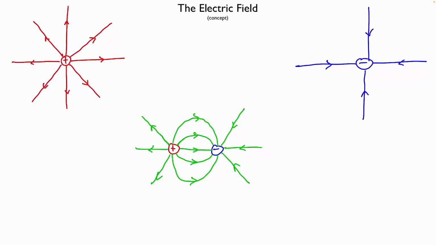Now, does this drawing mean that there's no electric field up here? No, there's electric field up there. Why is there electric field up there?